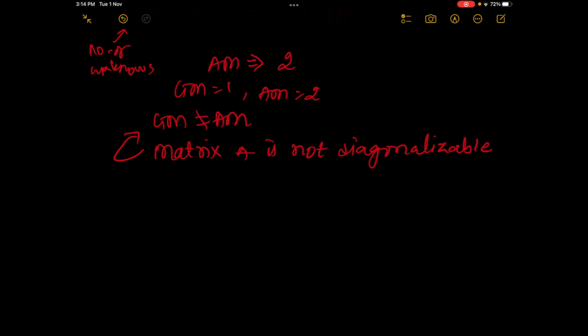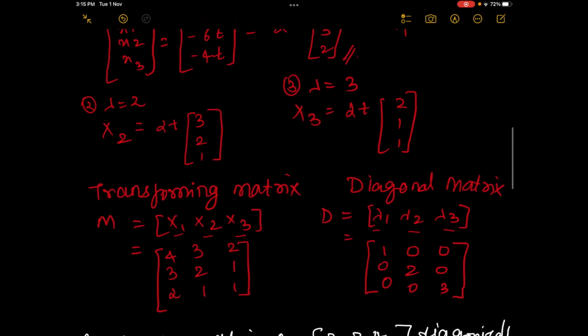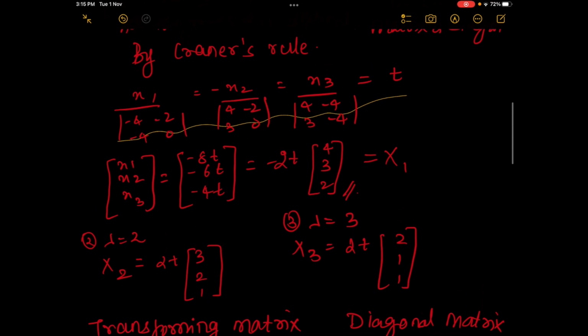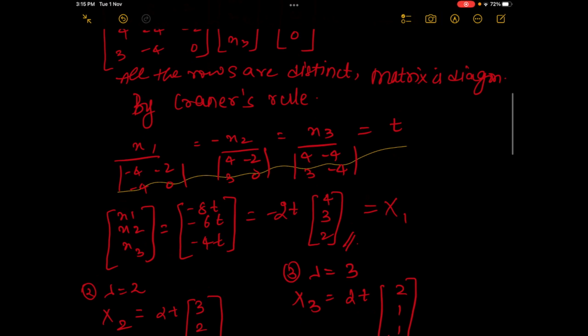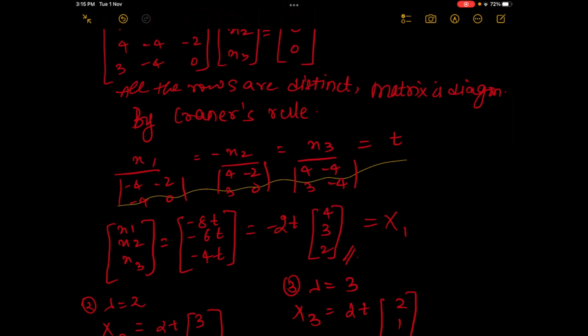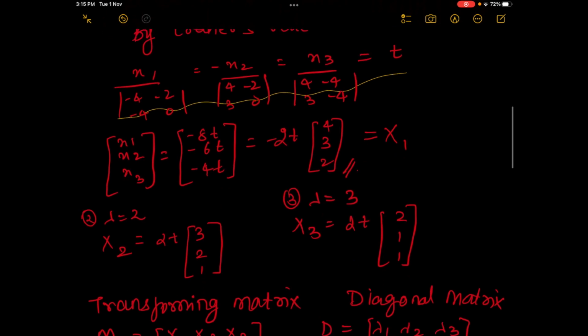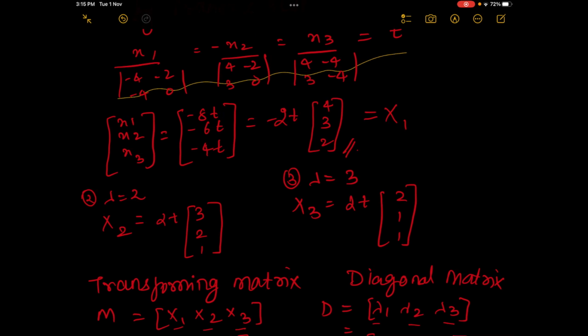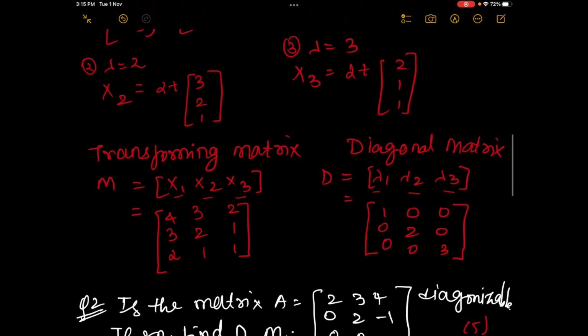One more thing: it is not necessary that if you have repeating eigenvalues, the matrix is not diagonalizable. That is not true. If your AM and GM become equal, then that matrix is diagonalizable. Once you say the matrix is diagonalizable, you follow the same process. You use Cramer's rule or whatever method applies, find the values of x1, x2, x3, and you will get your vector. Once you've gotten the vectors, if they are asking you to write the transforming matrix, you do that, or else it's okay if you don't.